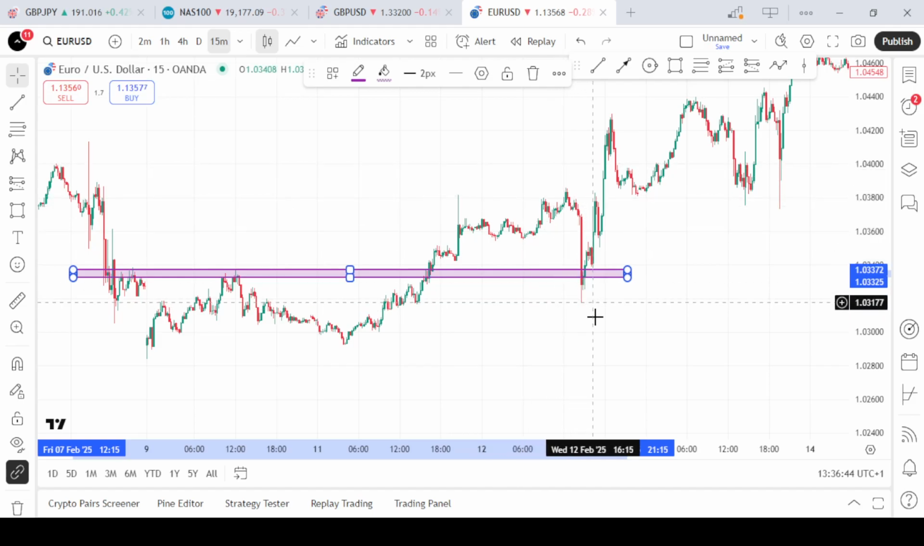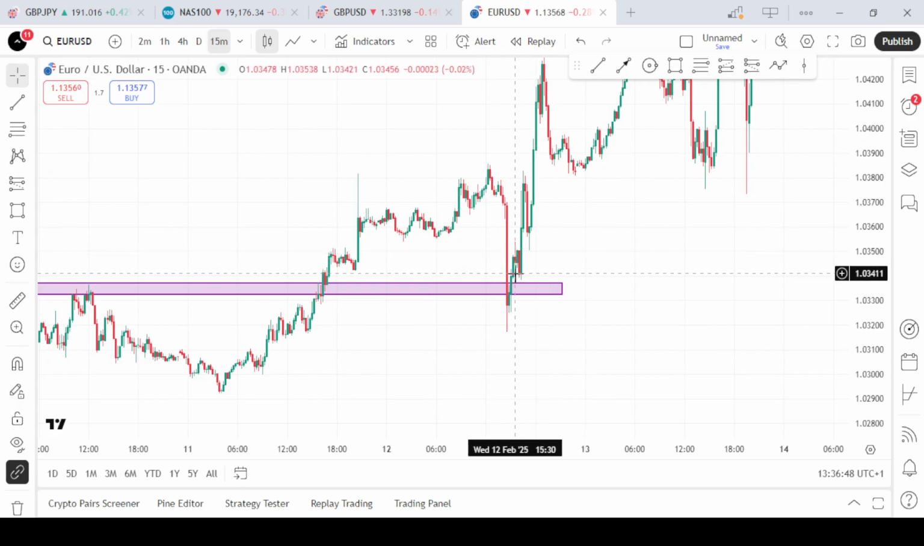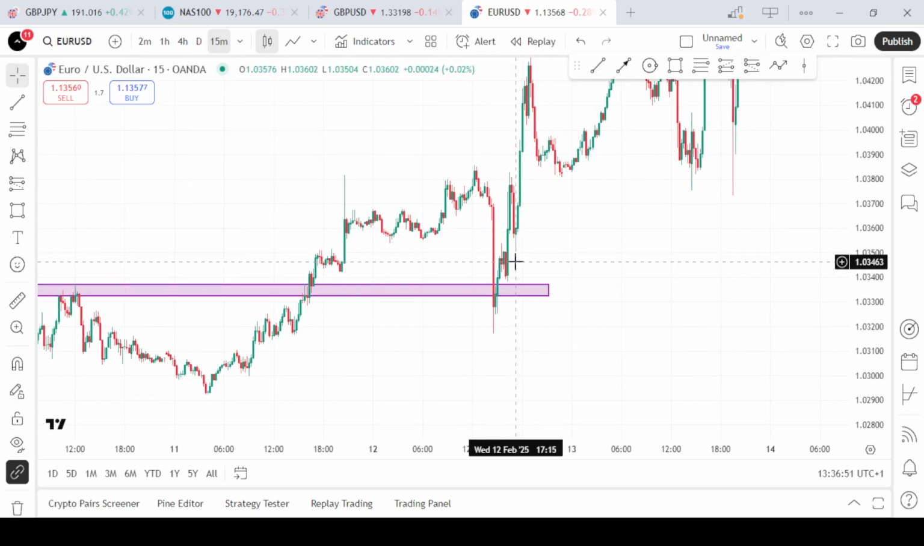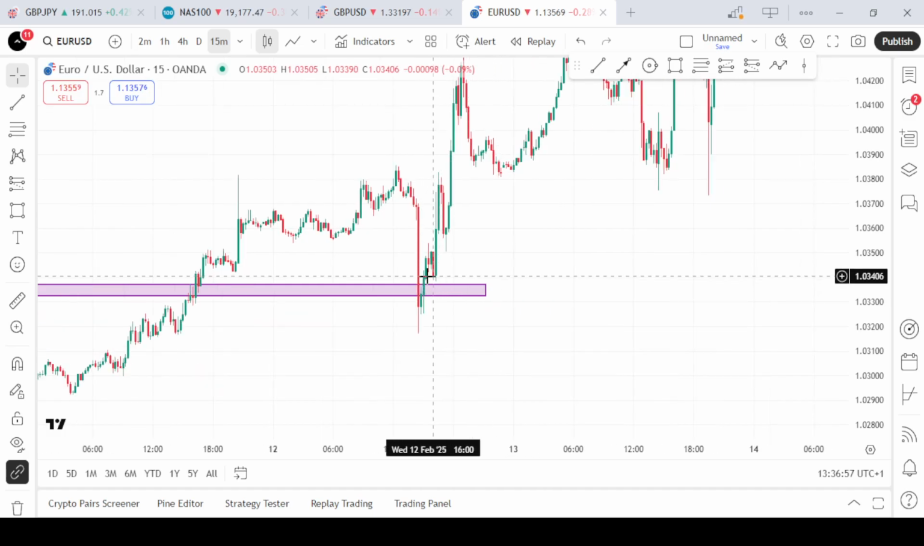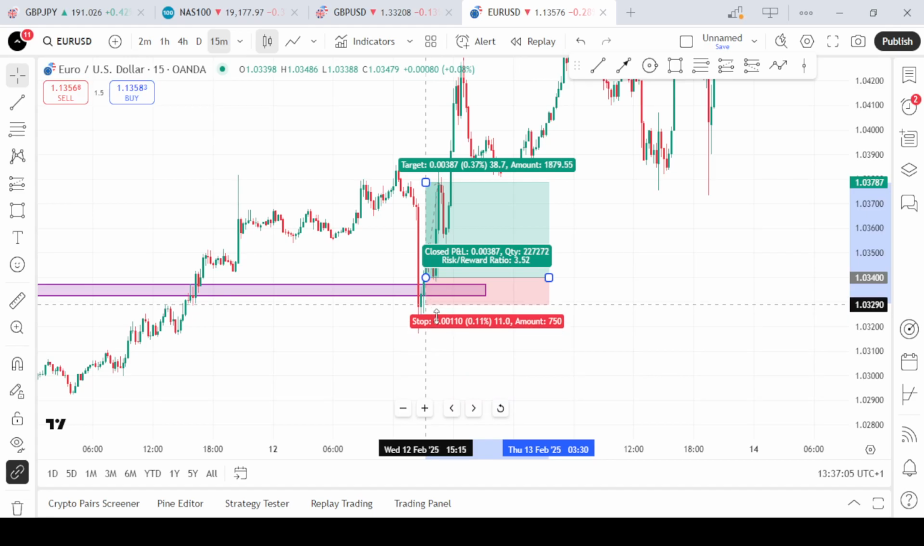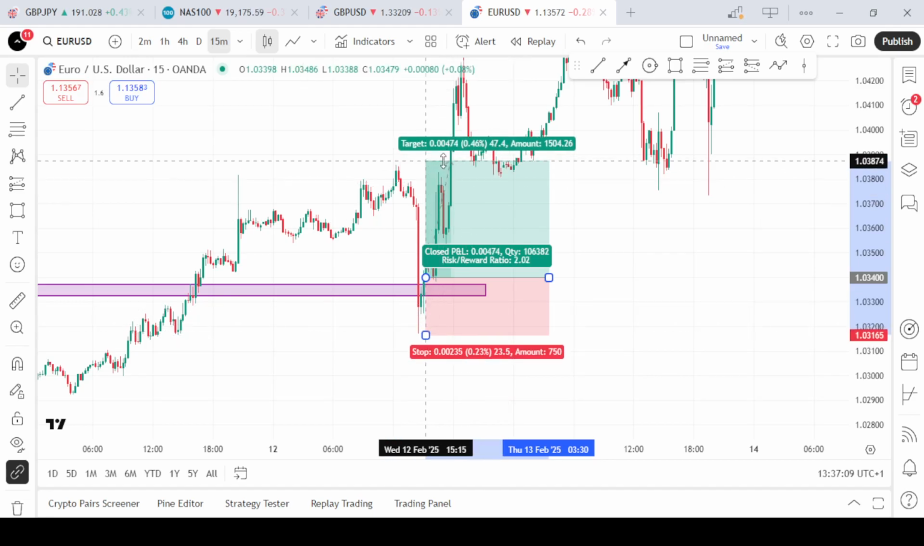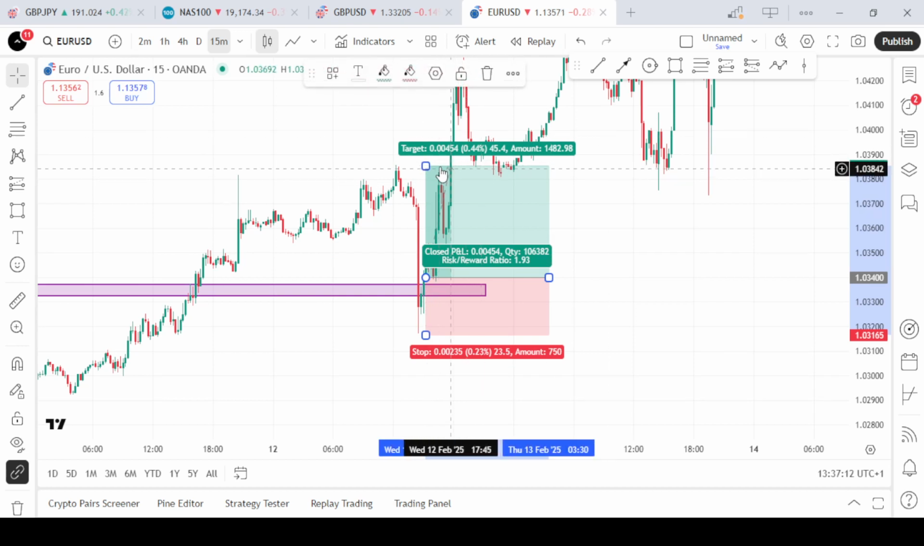It whipsawed to the downside, and when it whipsawed to the downside and quickly reversed with momentum to the upside, we would want to enter the moment we see a bullish candle or a candlestick pattern at that area. This is where we would want to enter our trade. Remember, stop loss below your support region or below the swing low. Then you aim for your 1:2 or 1:3, as the case may be.